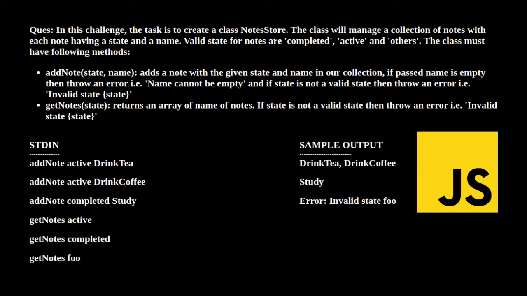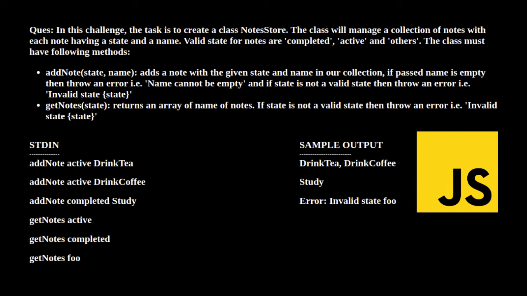Okay, it will have a state and a corresponding name, and it is given that valid states are completed, active and others, and any other state apart from this will be considered an invalid state. Okay, we have to maintain two methods. One is for adding, another one is for retrieving.